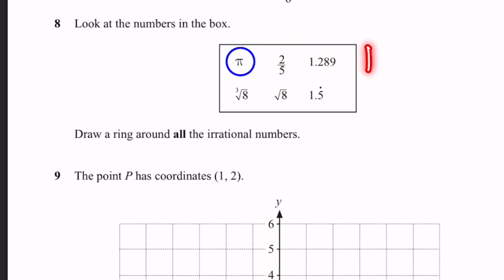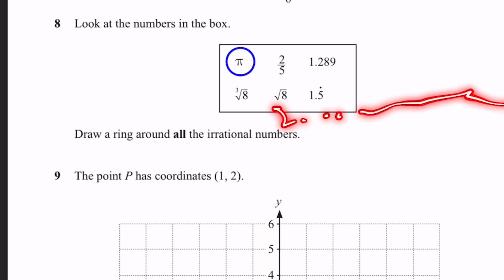1.289. This can be written as 1,289 by 1,000. That's a fraction, so it's not irrational. Cube root of 8, that's simply equal to 2, and that's not irrational. Square root of 8. The square root of 8 is not a whole number, and if we actually work it out, it'll be 2 point something something, and this decimal will not be recurring. So this is another irrational number.